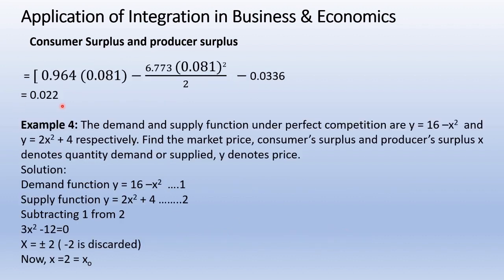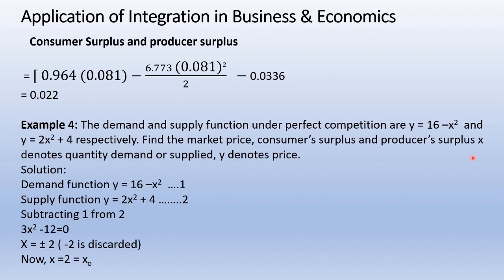Example 4. The demand and supply functions under perfect competition are y is equal to 16 minus x square and y is equal to 2x square plus 4 respectively. Find the market price, consumer's surplus and producer's surplus. x denotes quantity demanded or supplied, y denotes price.